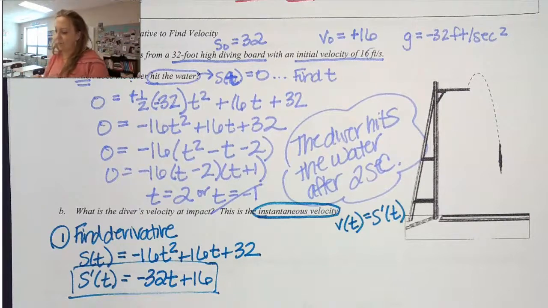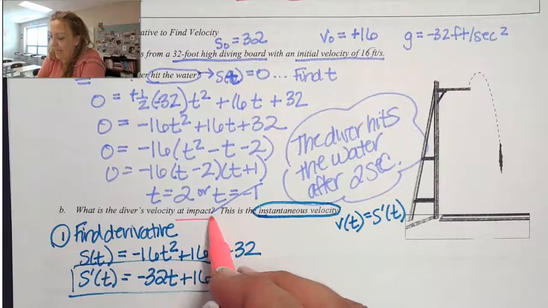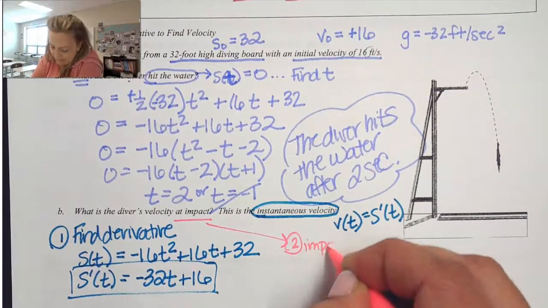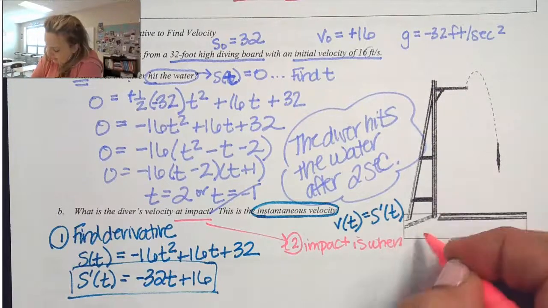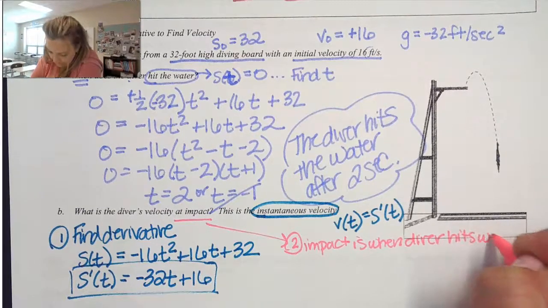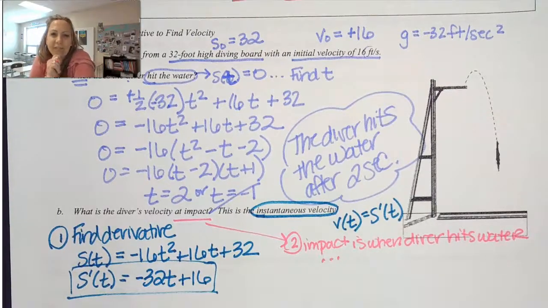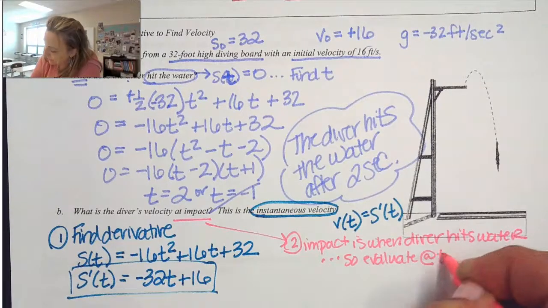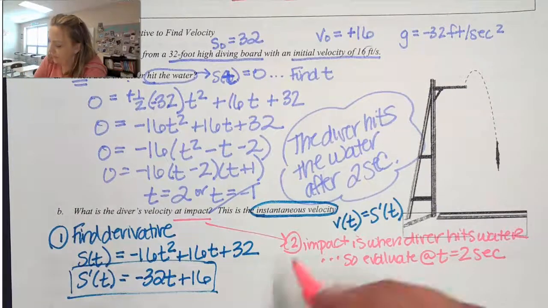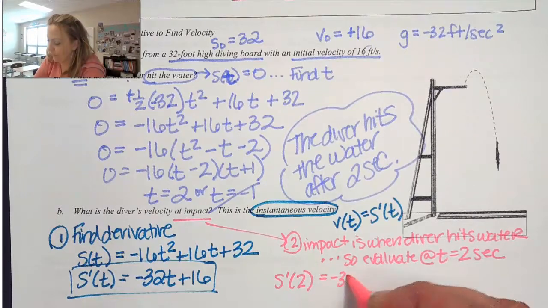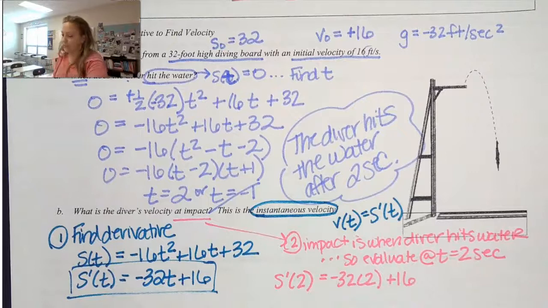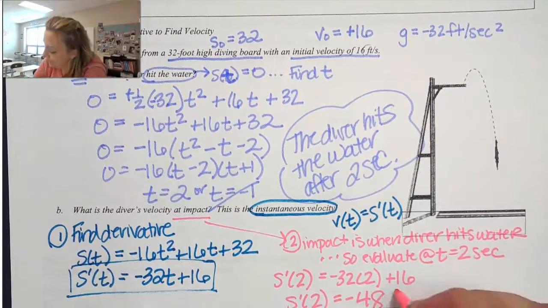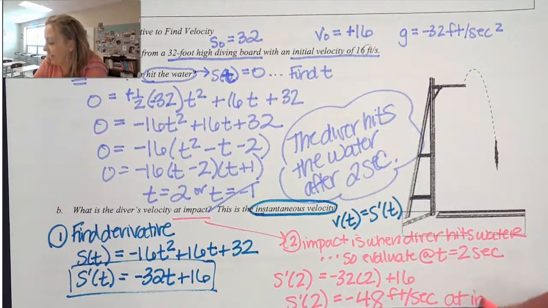Now, it wants the velocity at impact. So that is at a specific amount of time, but what do we mean by at impact? Well, what is the diver impacting? It's when the diver hits the water, right? So when did the diver hit the water? We did that in letter A, after 2 seconds. So we're going to evaluate at t equals 2 seconds. Our s prime of 2 would be -32 times 2 plus 16. So that's -64 plus 16, which is -48. So it would be -48 feet per second at impact.